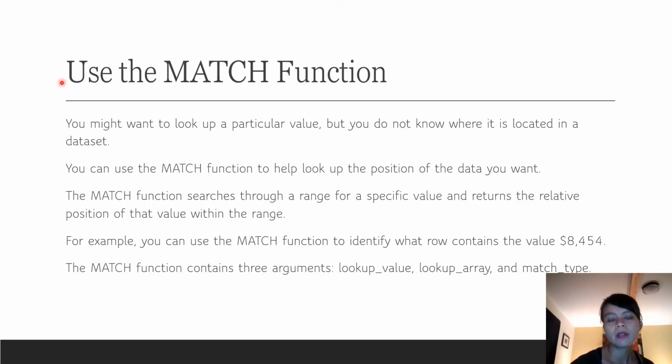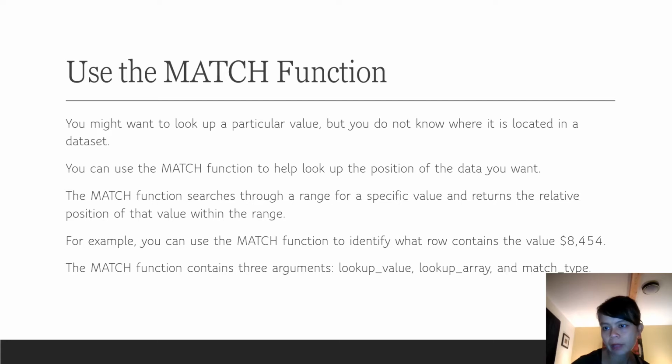All right, so next we're going to look at using the match function. You might want to look up a particular value, but you don't exactly know where it is located in a data set. You can use the match function to help look for the position of the data you want. The match function searches through a range for a specific value and then returns the relative position of that value within the range. For example, you can use the match function to identify what rows contain the value 8,454. So the match function is going to have 3 arguments: the lookup value, the lookup array, and the match type.